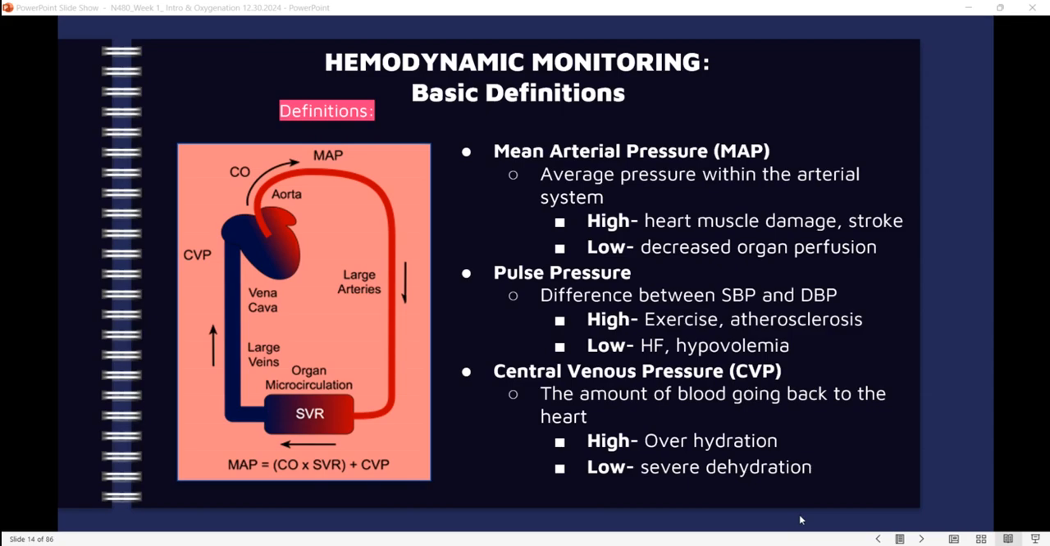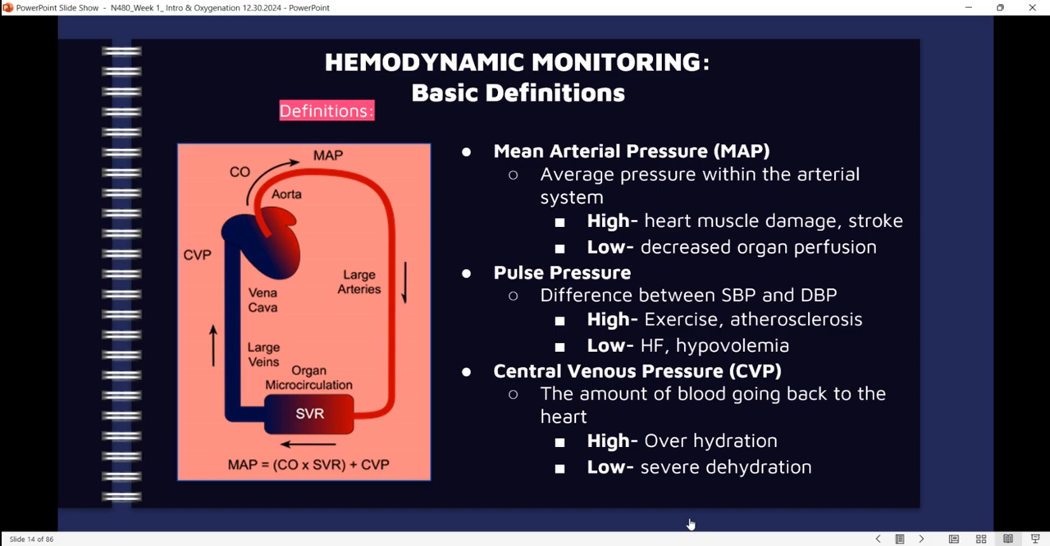So let's talk a little bit about hemodynamic monitoring. Before we start talking about the two devices that we're going to be using to perform hemodynamic monitoring, let's talk about the different pressures and some measurements related to hemodynamics that we'll talk about this week, and we'll mention throughout the term as well. Our first pressure is going to be our MAP, our mean arterial pressure.